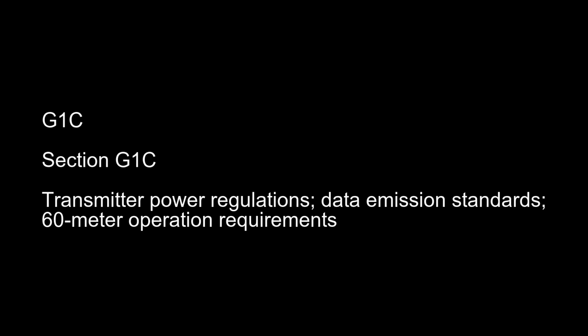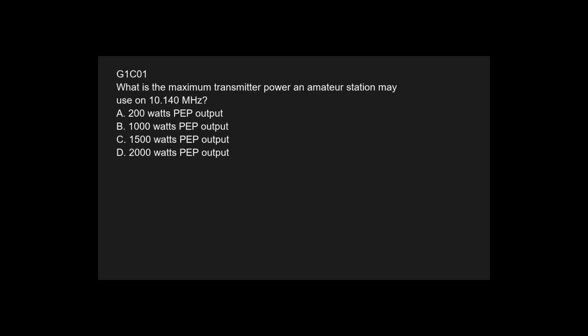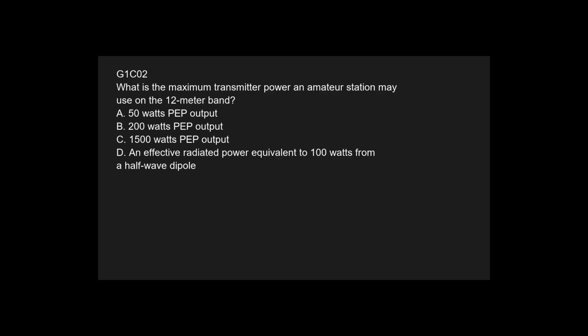Section G1C. Transmitter power regulations, data emission standards, 60-meter operation requirements. Question: what is the maximum transmitter power an amateur station may use on 10.140 MHz? The correct answer is A, 200 watts PEP output. Question: what is the maximum transmitter power an amateur station may use on the 12-meter band? The correct answer is C, 1500 watts PEP output.